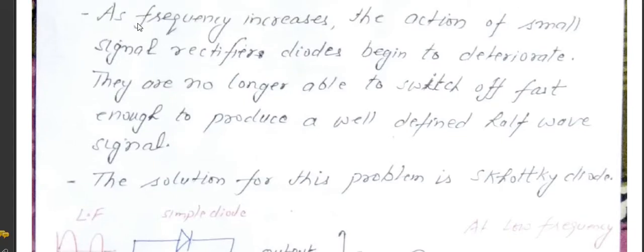Now the question comes, why is a simple PN junction diode not going to respond satisfactorily at higher frequencies? As frequency increases, the action of small signal rectifier diodes begins to deteriorate. They are no longer able to switch off fast enough to produce a well-defined half-wave signal. Because of this reason, we use the Schottky diode.